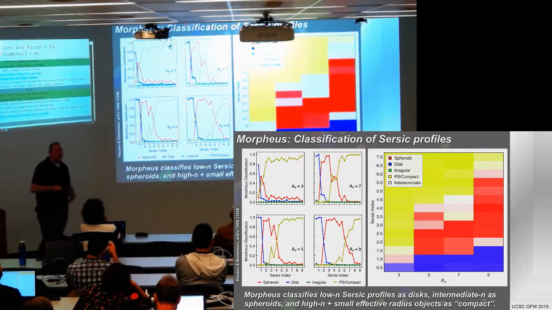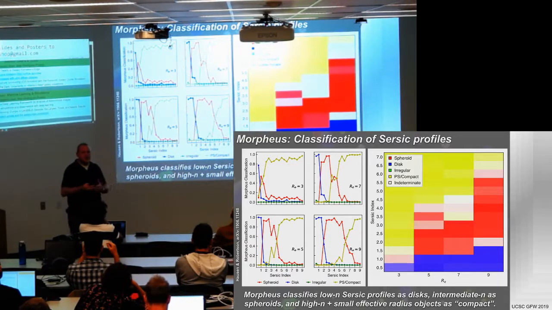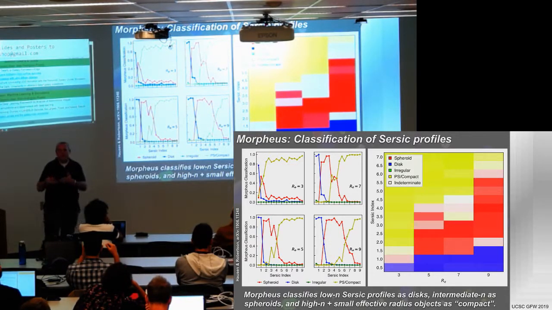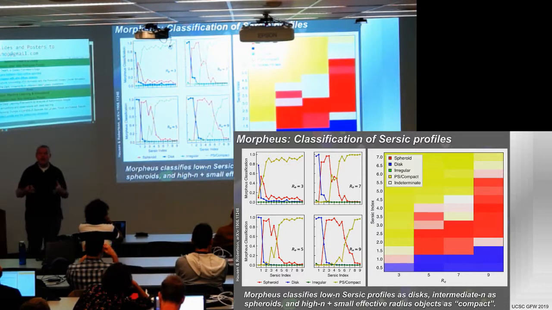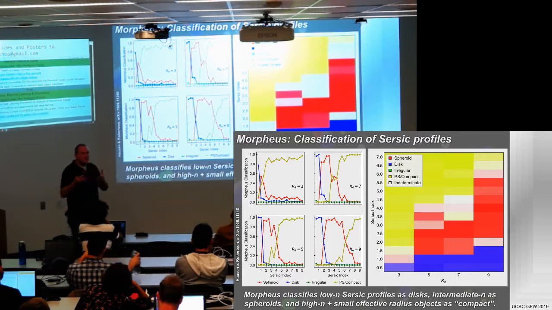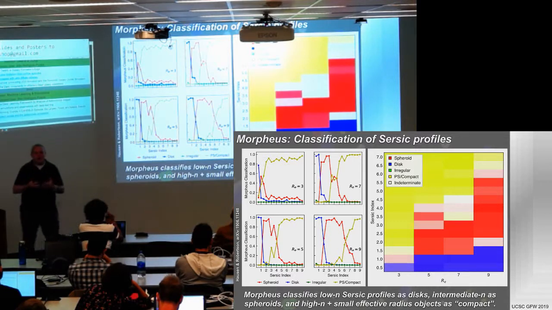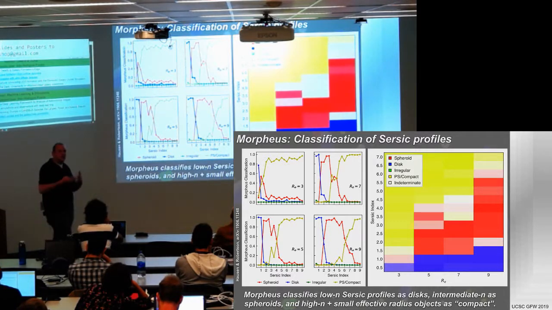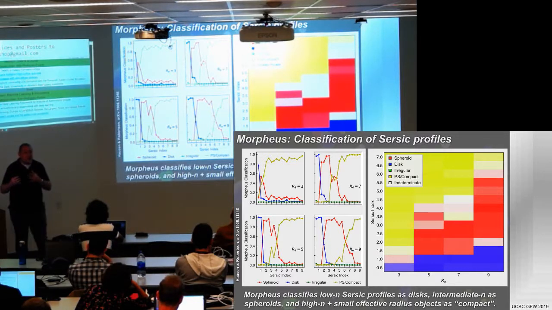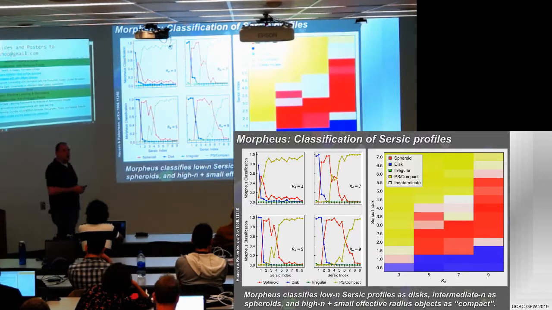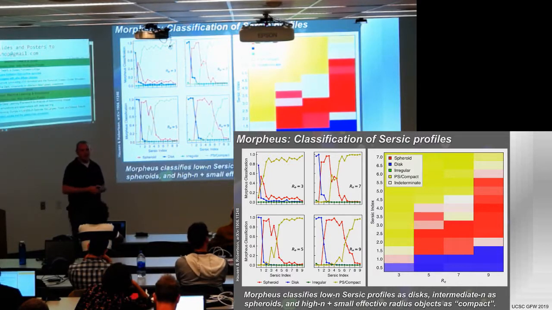We can also feed the model example images, say a Sersic profile, so a simulated image of a Sersic profile. And we can classify those Sersic profiles as a function of the Sersic n and the effective radius. And the model does surprisingly well on classifying those within the context of the way that we usually think about Sersic profiles. So Sersic n of 1 or lower tend to be classified as disks. Sersic 2 to 4 tend to be classified as spheroids. And higher Sersic n profiles or very, very small R_e profiles tend to be classified as compact or point source objects.